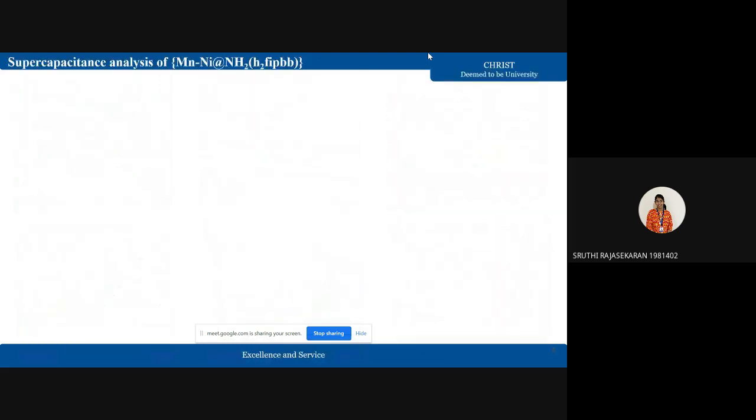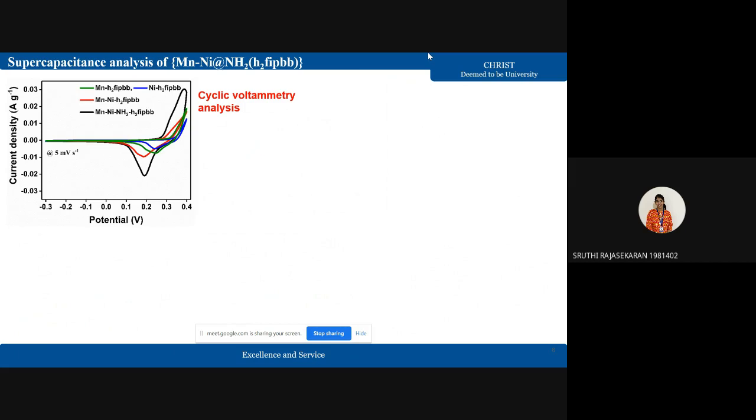The application which we have chosen is the supercapacitance application, which is also used as an energy storage material. From the cyclic voltammetry study, we could see proper oxidation and reduction curves, which confirm a synergistic effect between the manganese and nickel.